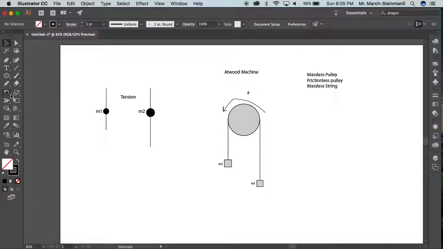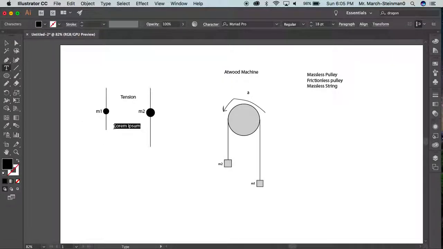Let's look at what we have here in terms of equations. So we don't know the tension quite yet. We'll be able to find that, but we also know that the force of gravity on M1 is equal to M1g, and we know that the force of gravity on M2 is M2g.